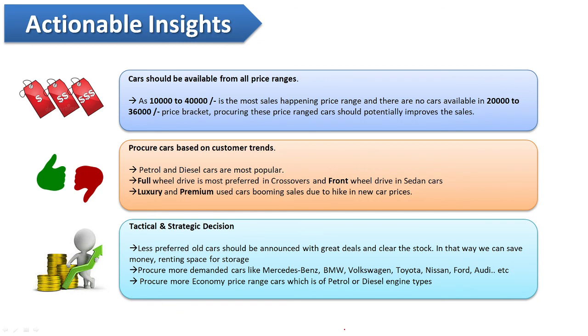Next, procure cars based on customer trends. What are their likes and dislikes? Petrol and diesel cars are most popular, so go for them. Four wheel drives are most preferred in crossovers. If you bring crossovers with rear wheel drive or front wheel drive, customers might not be convinced by those options. So go with four wheel drive, which is most preferred for crossovers, and front wheel drive for sedans.